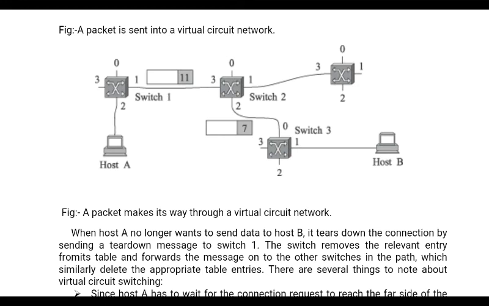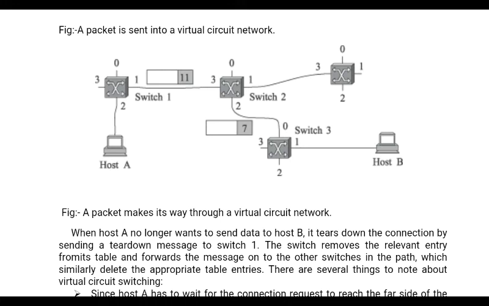At that time it is going to choose the VCI for this connection in between switch 1 and switch 2. So for this connection switch 2 has chosen the VCI as 11. So it is going to make an entry in its table that incoming VCI is 11, and then it is going to forward the acknowledgement to switch 1.